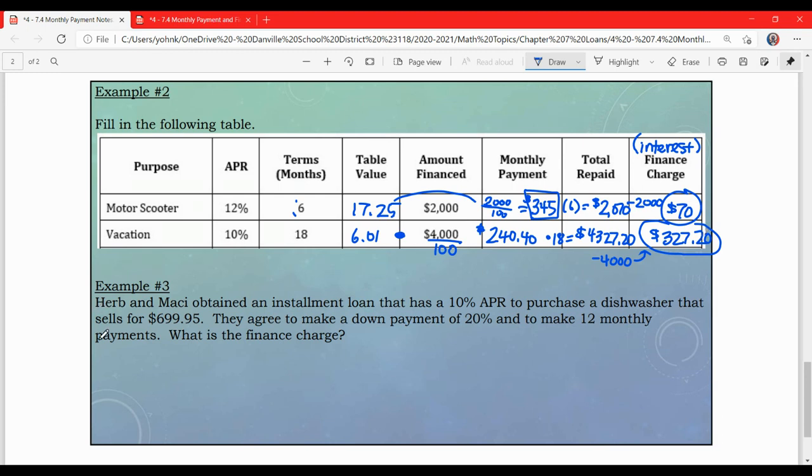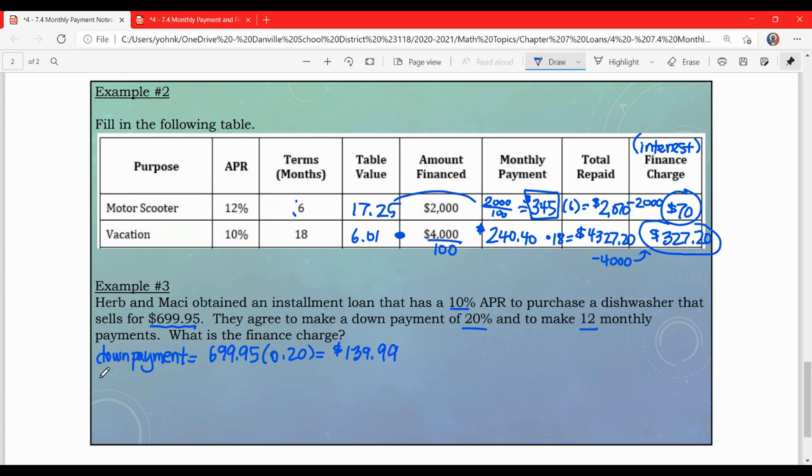All right, one more. Number 3, Herb and Macy obtained an installment loan that has a 10% APR to purchase a dishwasher that sells for $699.95. They agree to make a down payment of 20% and to make 12 monthly payments. What is the finance charge? Okay, step 1 is to find the down payment. So to find the down payment, we're going to take the price of the dishwasher, $699.95, and they're paying 20% down, so multiply by 0.20. That gives a down payment of $139.99.